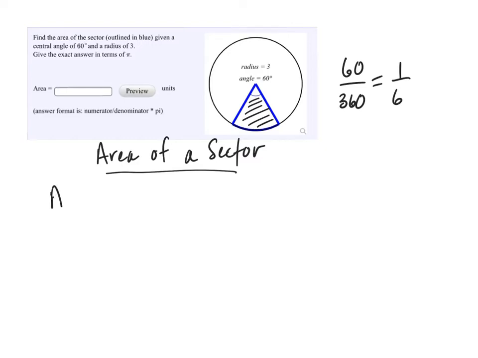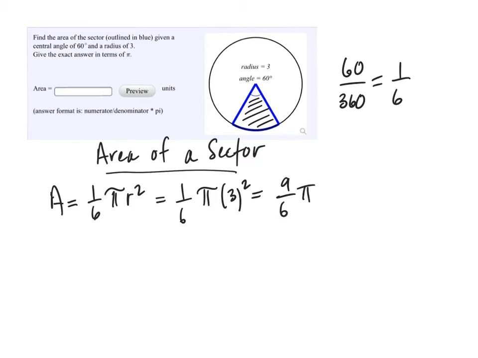So what we're going to do to find the area of that sector is take 1/6 of pi times the radius squared. That would be 1/6 pi times 3 squared. 3 squared is 9. 9 times 1 is 9. So this is 9 over 6 pi.